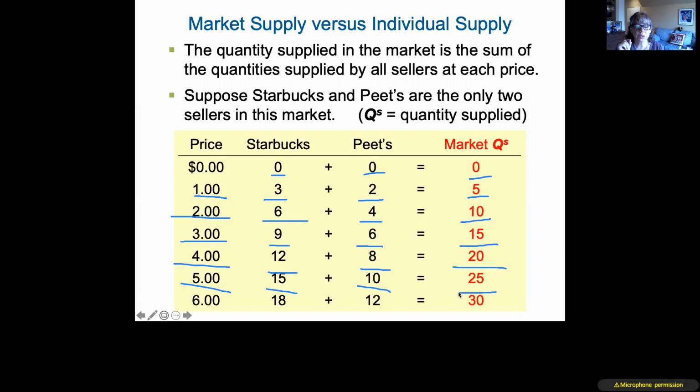Market quantity is 25. And at $6, Starbucks was willing to sell 18, Peet's 12, and 18 plus 12 equals 30. So what you see here is that Peet's has a different schedule than Starbucks. In other words, Peet's may only be selling 2 at a dollar and only 4 at $2, and so on. This is based on their individual supply chains, etc. The market is adding those all up and creating what they consider to be the market supply schedule, very similar to what the consumers are doing.